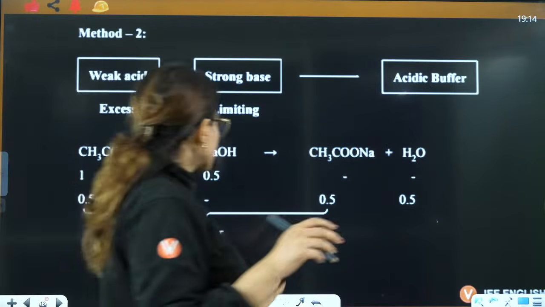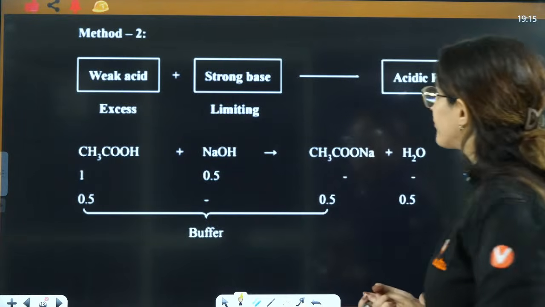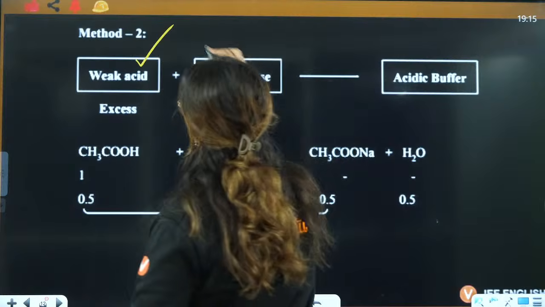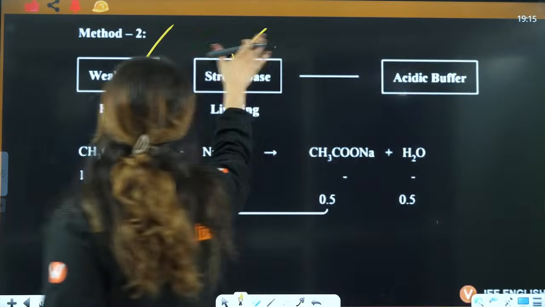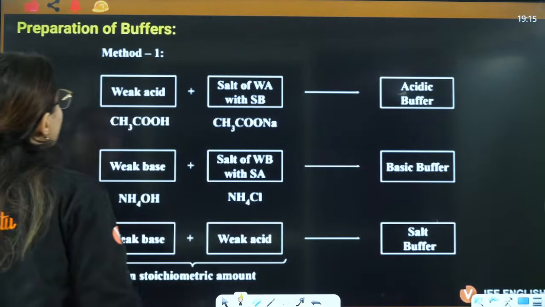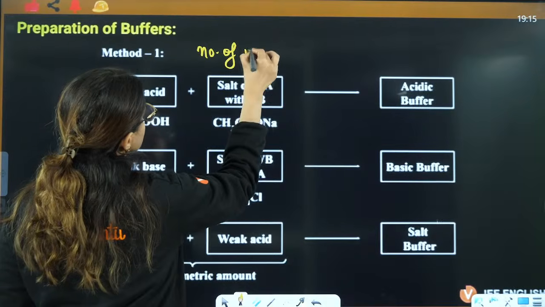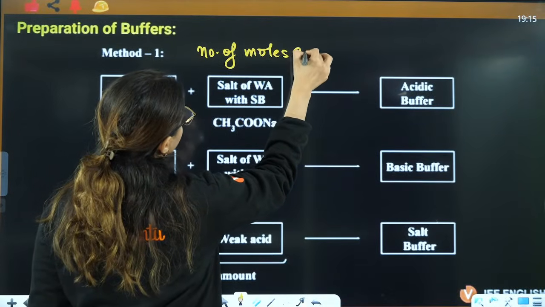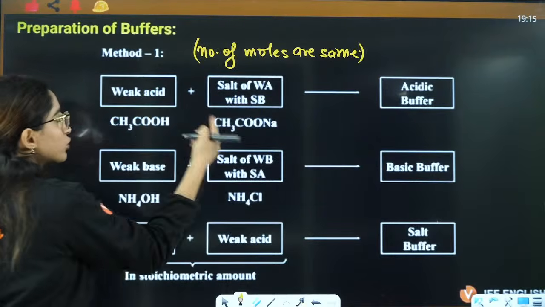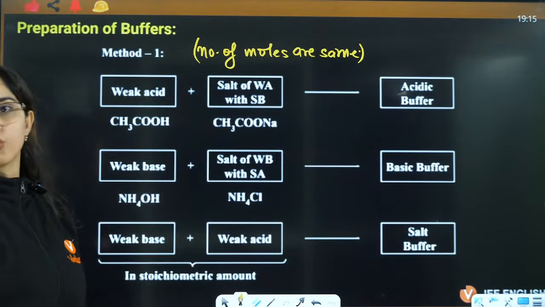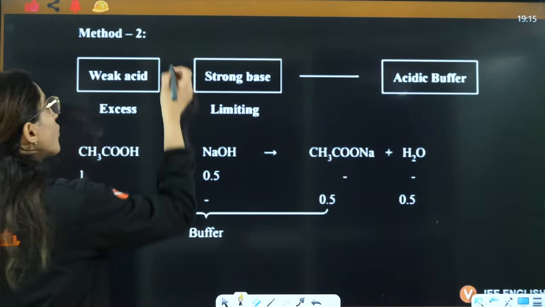This is the first method, and most students know only about this method. But what about the second method? That is where they have given a weak acid and a strong base. But condition number one: in method number one, both of them will have the same number of moles. But here the number of moles will differ.